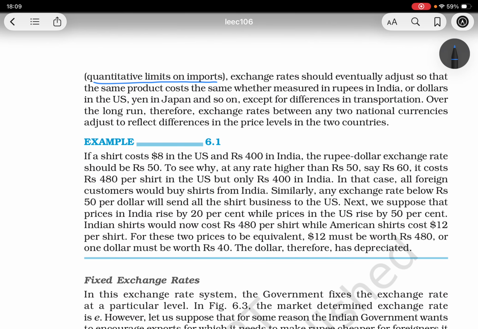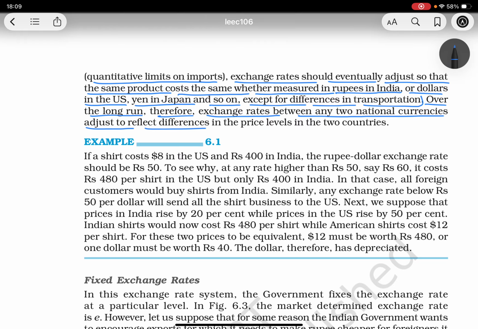Quantitative limits on imports. Exchange rates should eventually adjust so that the same product costs the same whether measured in rupees in India or dollars in the US, yen in Japan, and so on, except for differences in transportation over the long run. Therefore, exchange rates between any two national currencies adjust to reflect differences in the price level in the two countries.